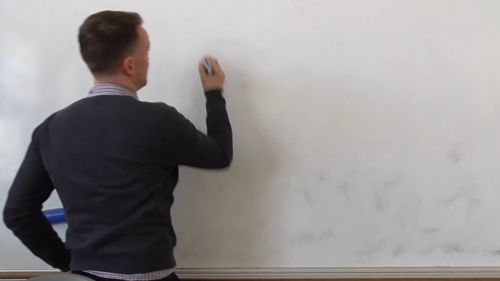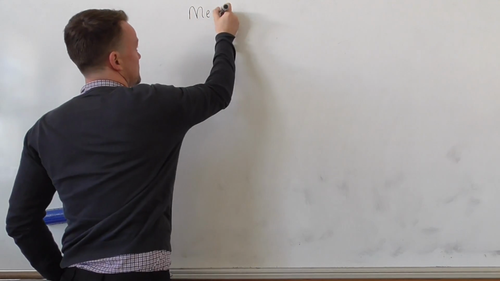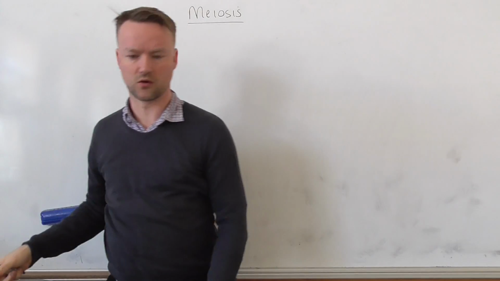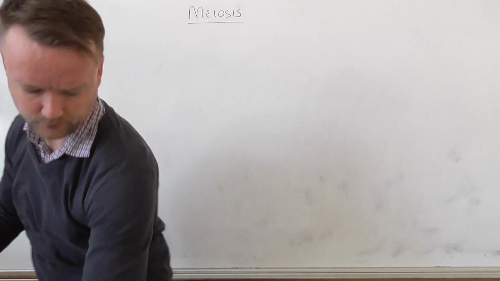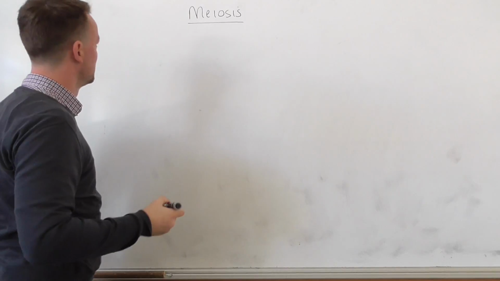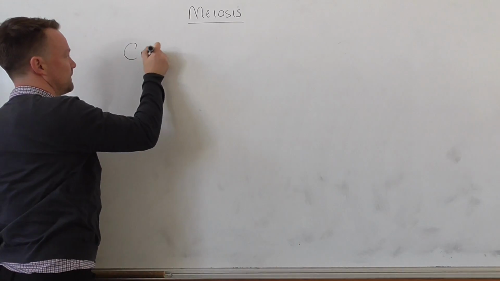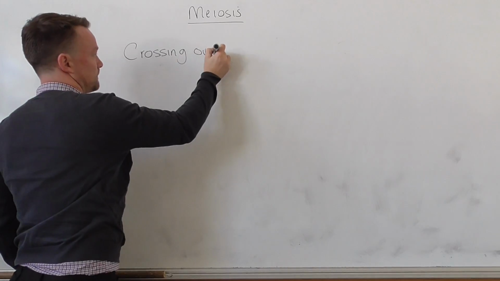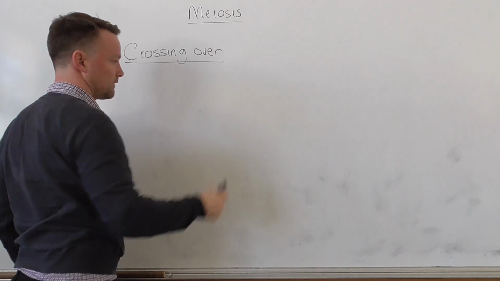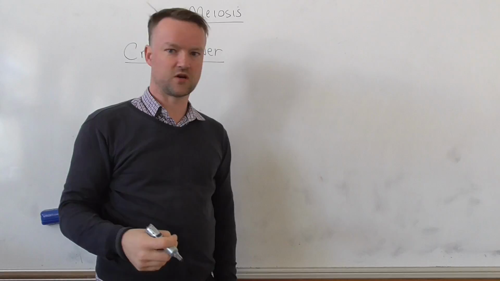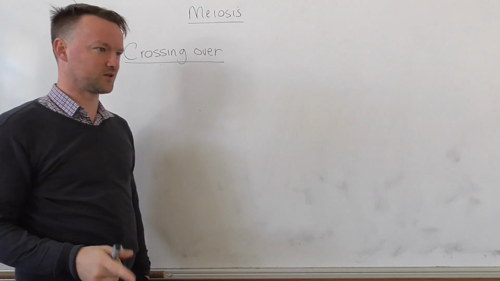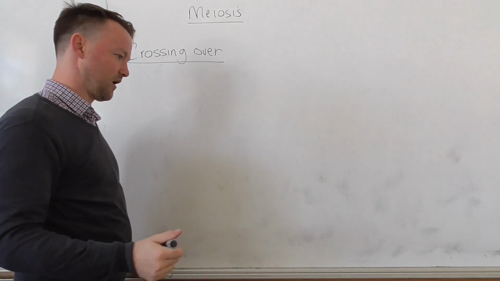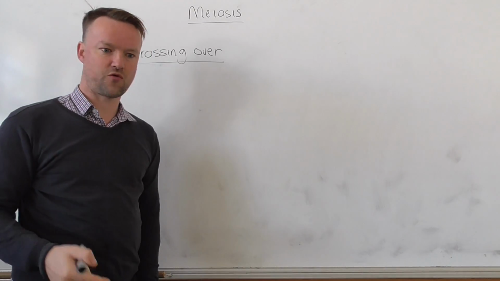So this little snippet here is on meiosis. And in meiosis there are two ways that you can create variation. The first one is crossing over. When you cross over, say, a bridge, you go from one side to another, okay? So what's that got to do with homologous chromosomes?